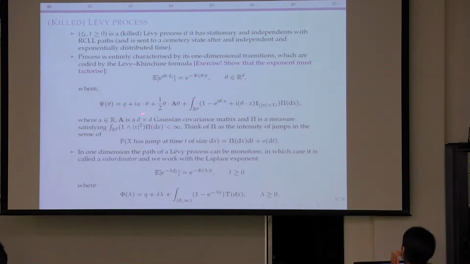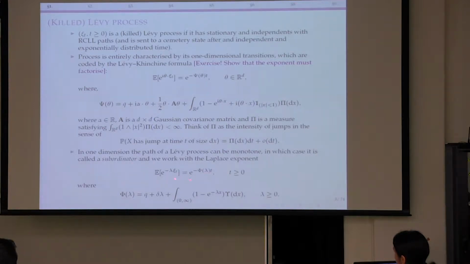So if you've not seen Levy processes before, this is a linear drift, this is quadratic, and this is coming from path discontinuity. So roughly speaking, you'll have a jump at time t of size dx with this probability. This is the measure pi here. But I'm pretty sure most of you have been through Levy processes before. In one dimension, so this is high dimension, so these are in a product, we'll mostly talk about one dimension and occasionally high dimension.